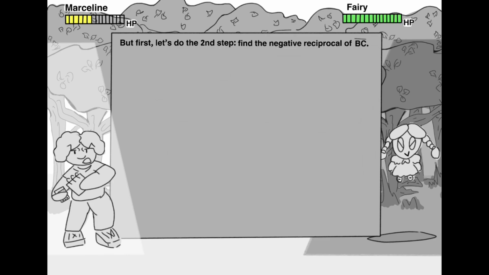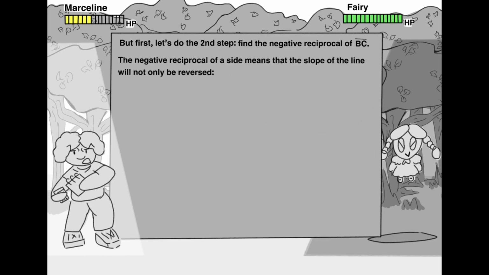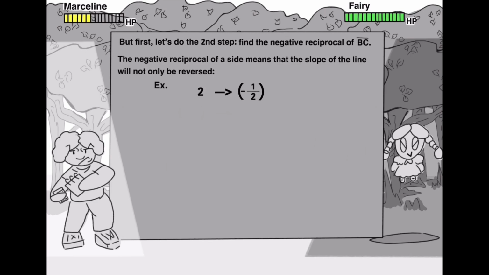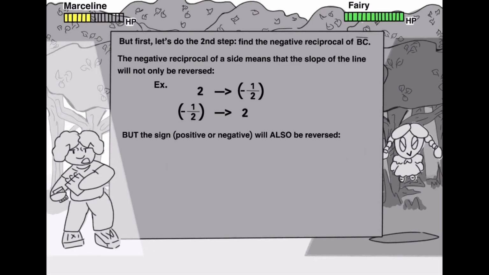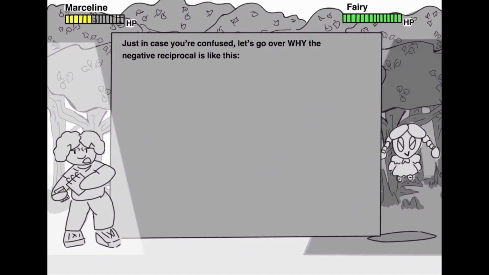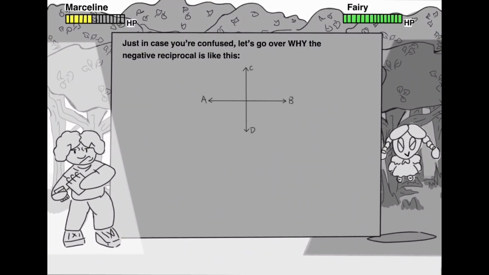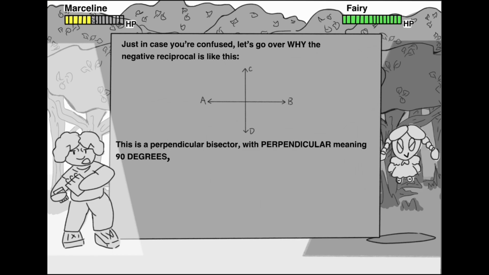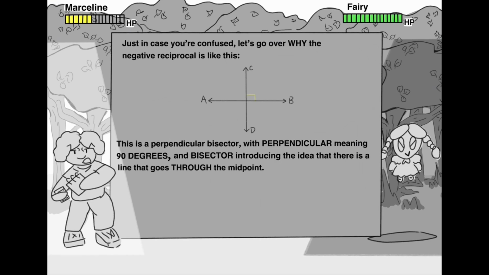Find the negative reciprocal of BC. The negative reciprocal of the side means that the slope of the line will not only be reversed, but the sign will also be reversed. Just in case you're confused, let's go over why the negative reciprocal is like this. This is a perpendicular bisector, with perpendicular meaning 90 degrees, and bisector conveying the idea that there is a line that goes through the midpoint.